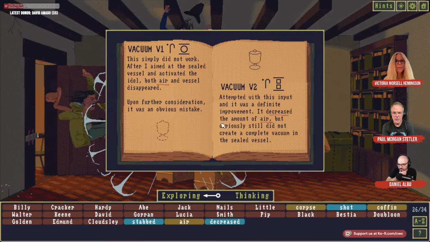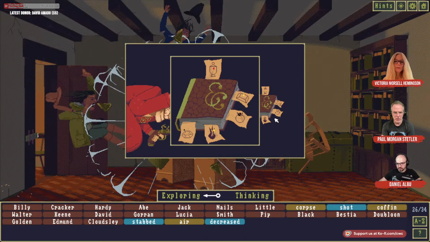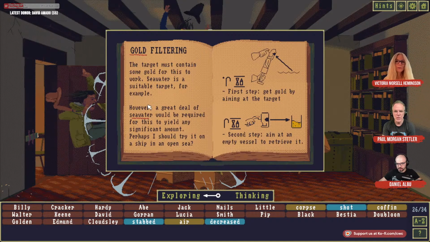Vacuum V1. This simply did not work. After I aimed at the sealed vessel and activated the idol, both air and vessel disappeared. Upon further consideration, it was an obvious mistake. Vacuum V2. Attempted with this input, and it was a definite improvement. It decreased the amount of air, but curiously still did not create a complete vacuum in the sealed vessel. So instead of a vacuum, it blew them up. There's a bunch more here.